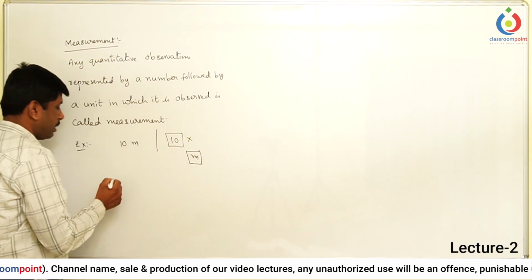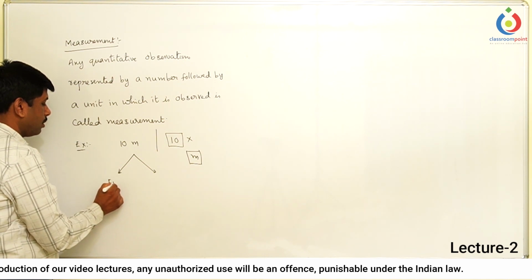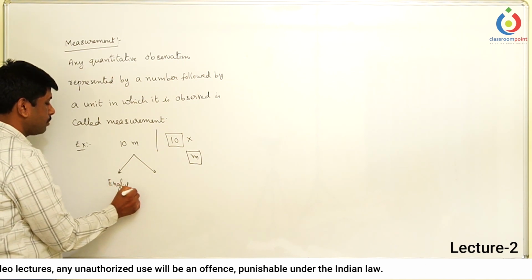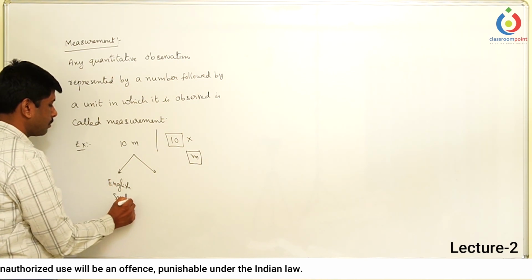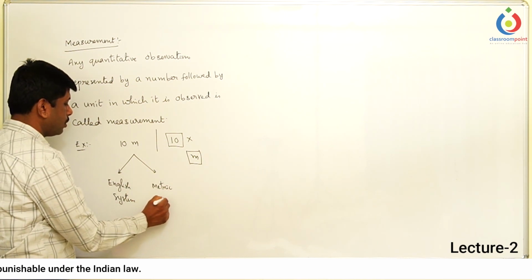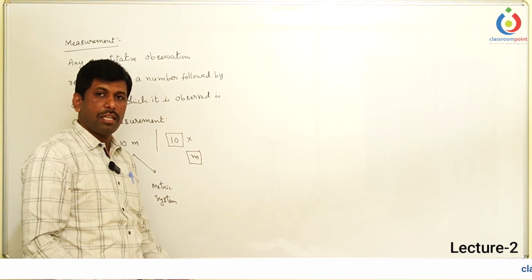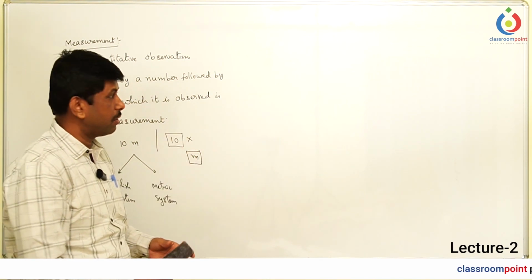Now, how many types of measurements are there? Actually, measurements are of two categories. So first it is the English system. Second one is the metric system. So the metric system is widely followed. Let us see the internationally accepted system, the SI system.